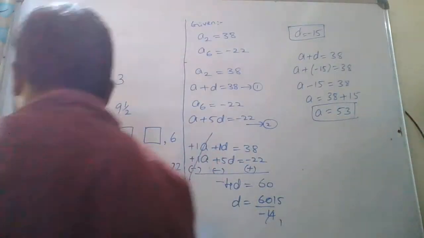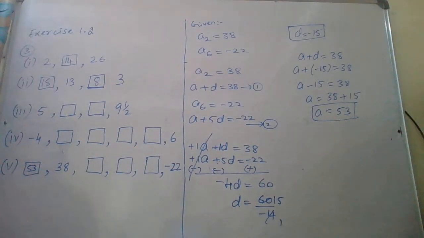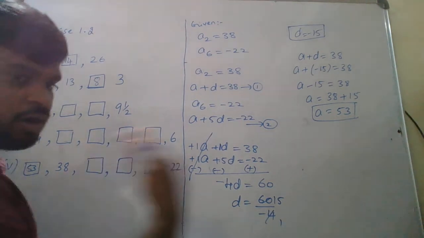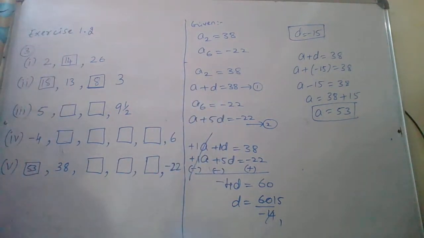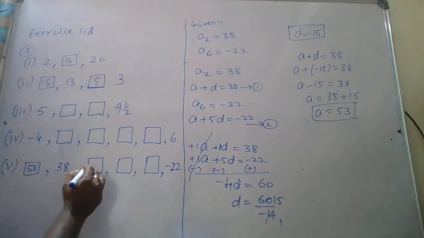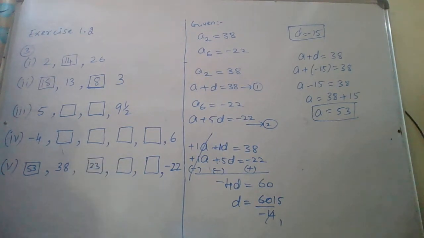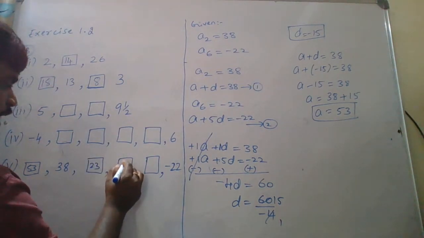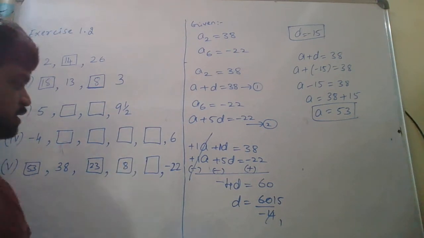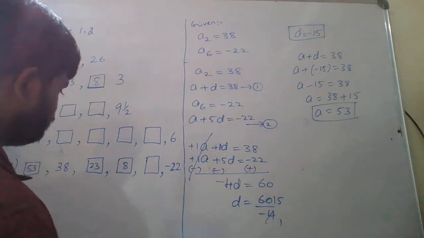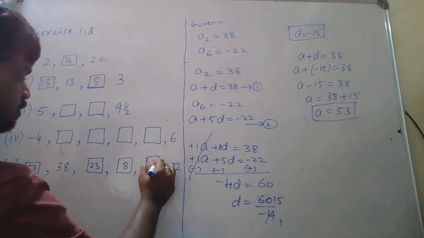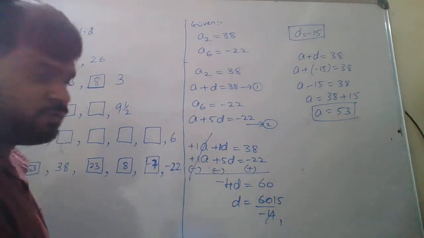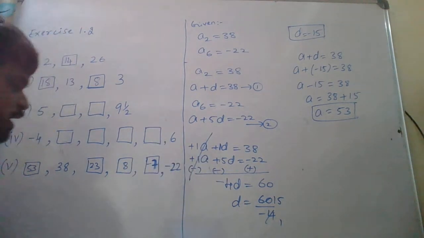Now substitute. A is 53. 53 minus 15 is 38. How do you get the next one? You have to add D. D is minus 15. So 38 minus 15 we get 23. 23 minus 15 you get 8. 8 minus 15 is minus 7. I'm just doing it directly. If you are not getting it, you can use the formula.